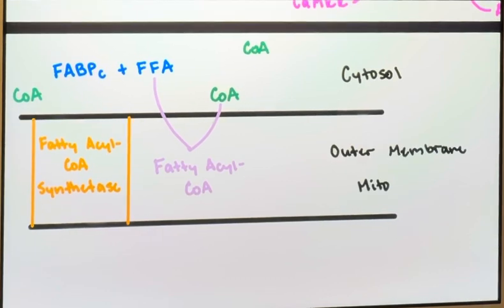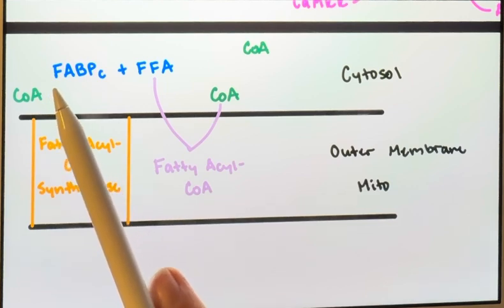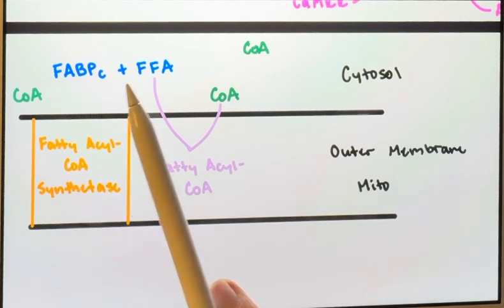For question 4, it says explain activation, translocation, and beta oxidation of fat. So these are the last 3 stages of lipolysis, and within activation, we want to bind this free fatty acid to coenzyme A to form fatty acetyl coenzyme A. From the last step of cellular uptake, we ended with fatty acid binding protein in the cytosol plus free fatty acid.